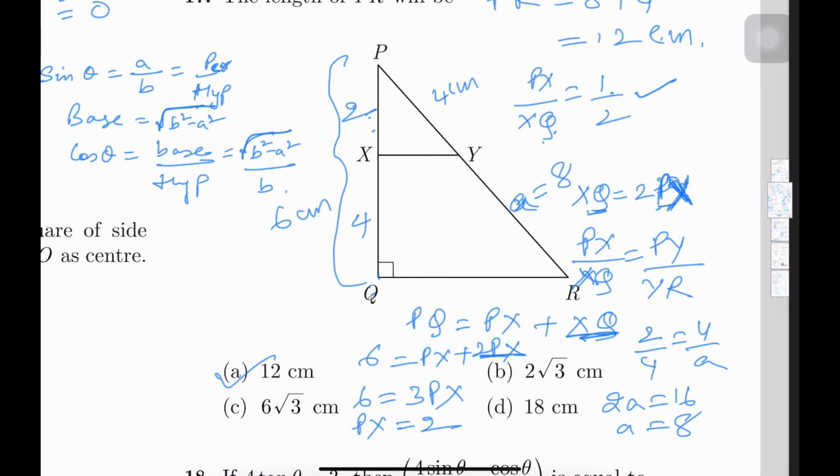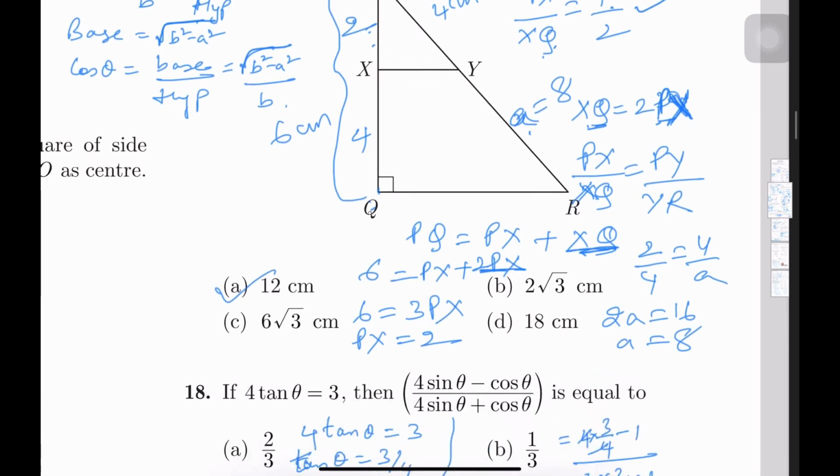Now since XY is parallel to QR, we have PX by XQ is equal to PY by YR. So from this 2 by 4 is equal to 4 by A, if you take YR as A. So 2A is equal to 16, or A is equal to 8. What is PR equal to, they are asking. If A is equal to 8, 8 plus 4 is 12. So PR is equal to 12 centimeters.